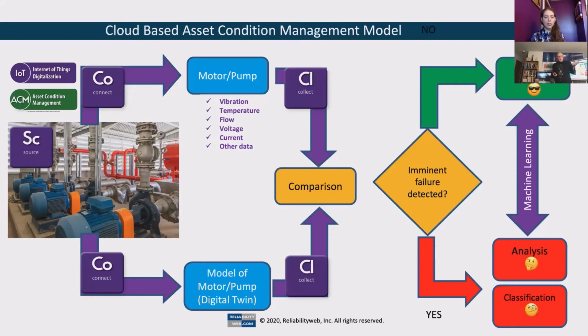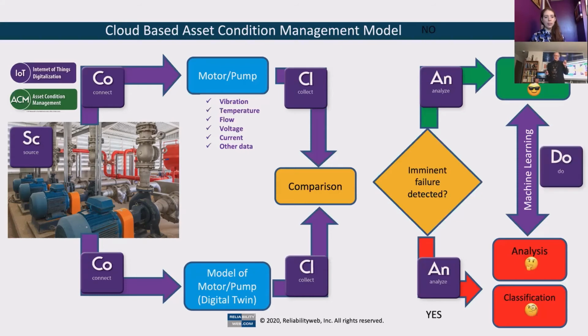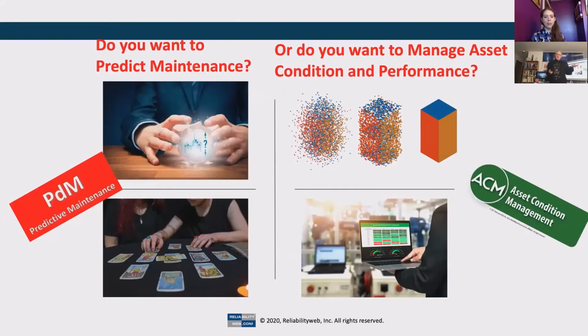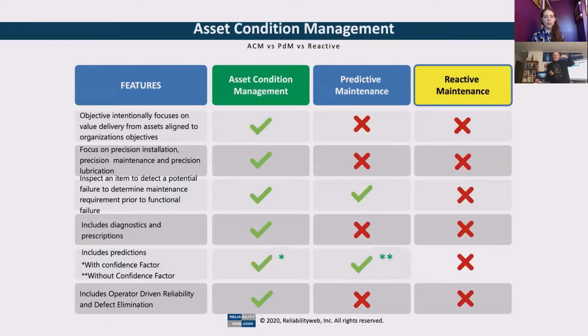So we connect to it, and then we start collecting. Now, cloud has opened up all kinds of opportunities for us to collect information, and edge computing as well. Then we can start to compare it. The machine learning and the artificial intelligence that's now available can scan massive amounts of information. We've seen 24/7 inspection regimes, like on railroads and things of that nature, where the machine is doing most of the analysis of the inspection results. And then it helps us make a decision. So do you really just want to get predictive maintenance, or do you want to manage asset condition and performance? We're asking you to up your game, so to speak.